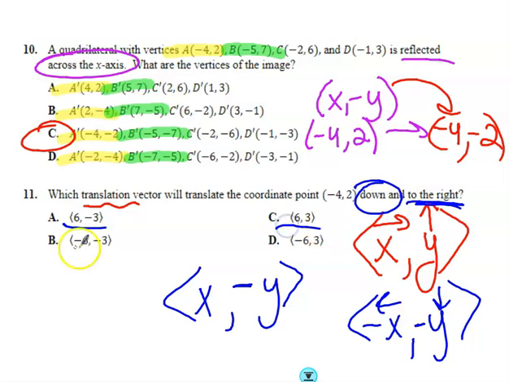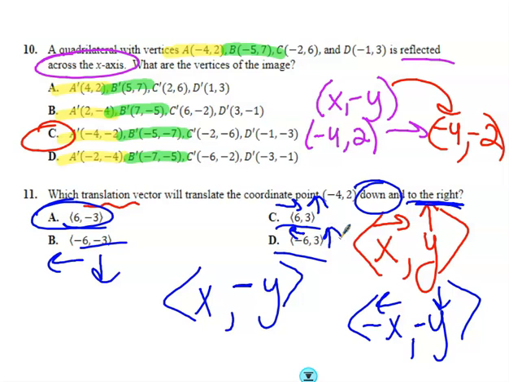So which one of these vectors shows a positive x and a negative y? Well, that would be A. Okay? B would be left and down. C would be right and up. D would be left and up. Okay? So just knowing the difference between the different directions.